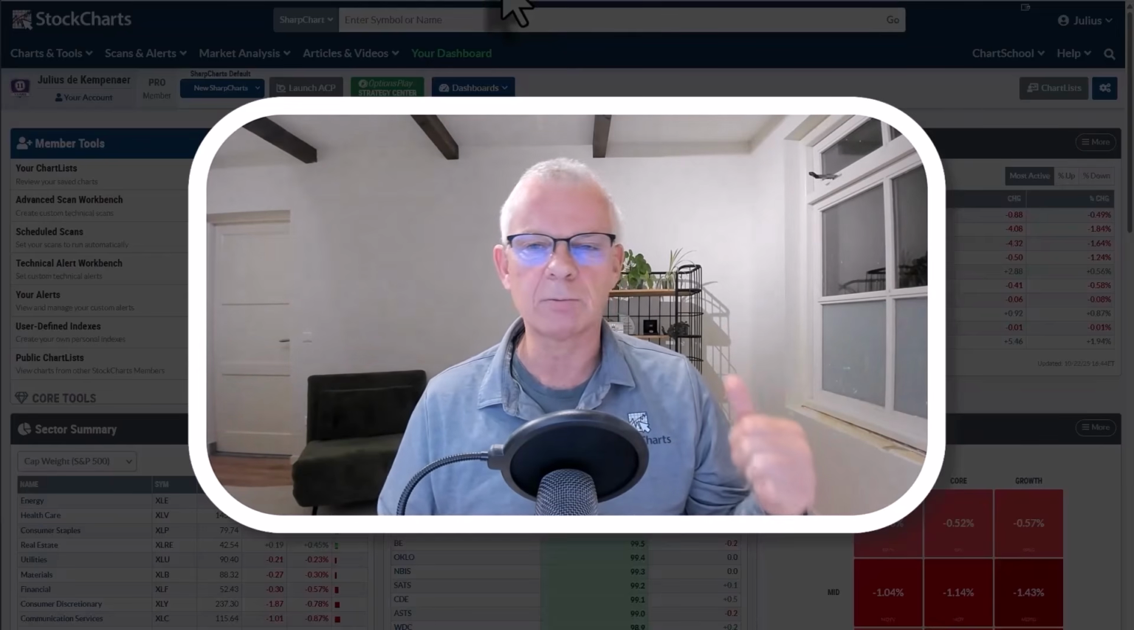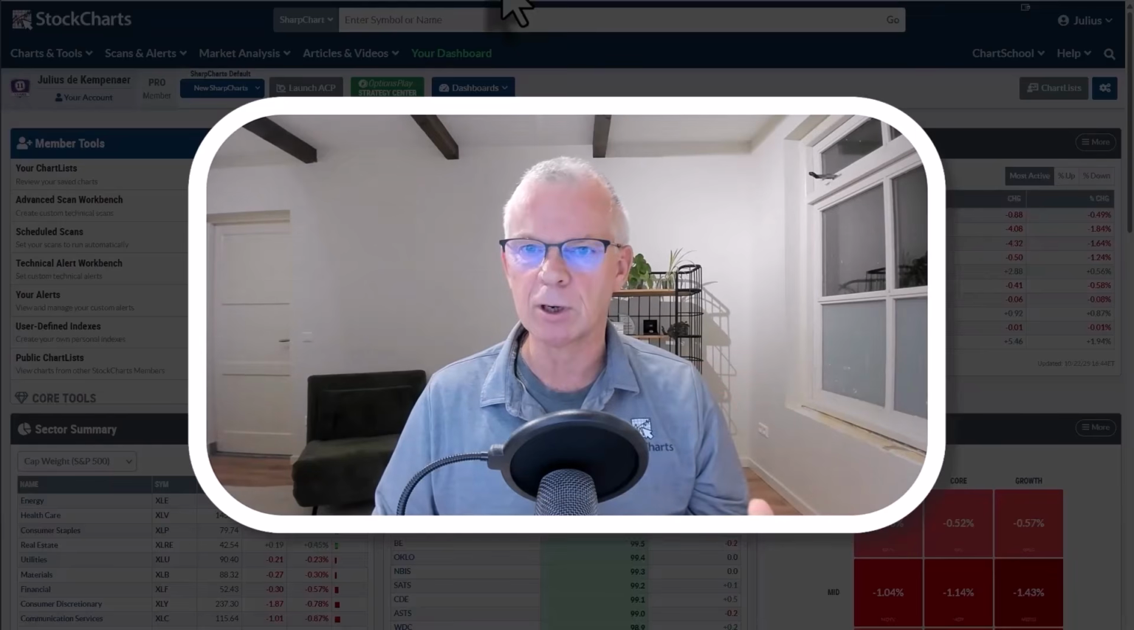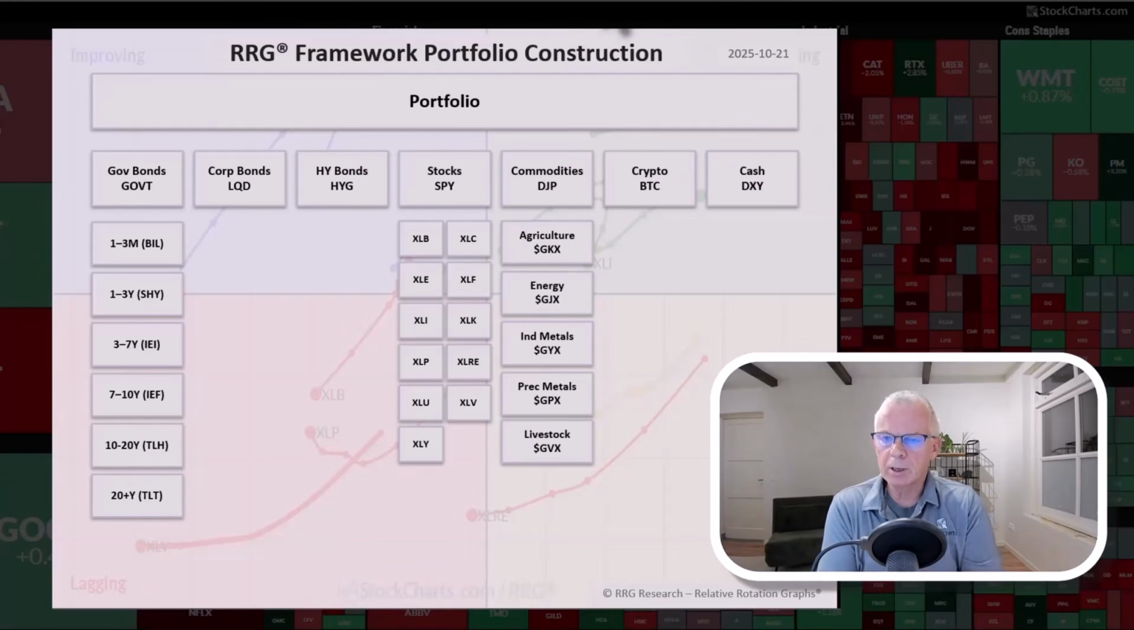So let me start with the basic framework. So here is the framework, and I've used this in the past on various occasions and in various different formats. I also like to call it the investment pyramid, although this doesn't really look like a pyramid because of the layout of the image. But it all comes down to the same idea. You start with a portfolio, and the first decision that you need to make is an asset class allocation. How much money are we going to allocate to the various asset classes?